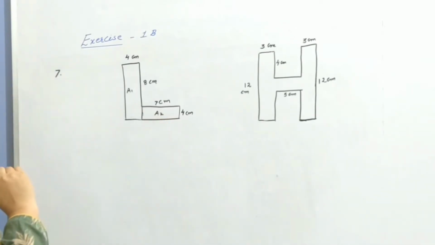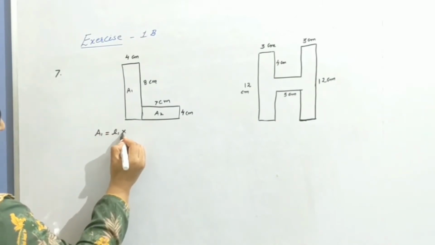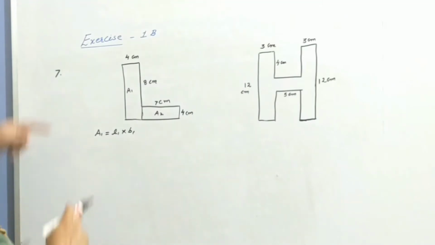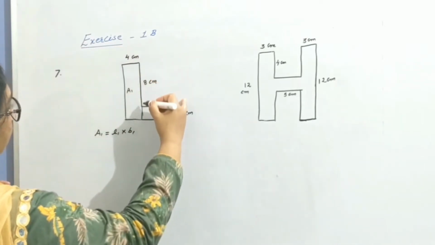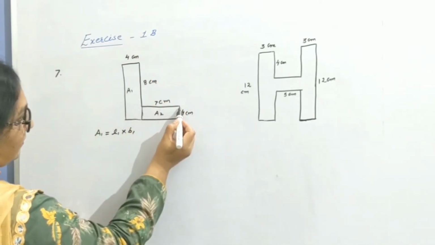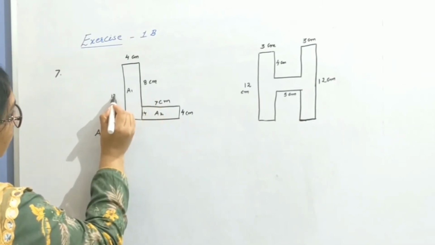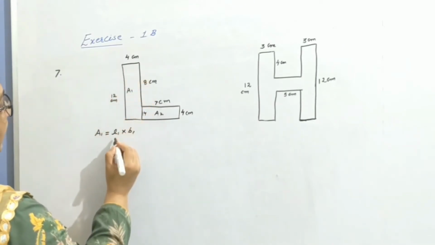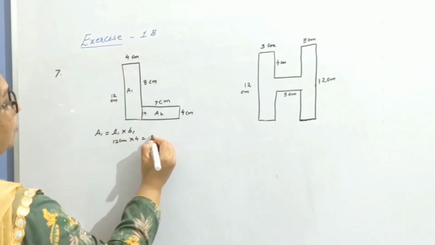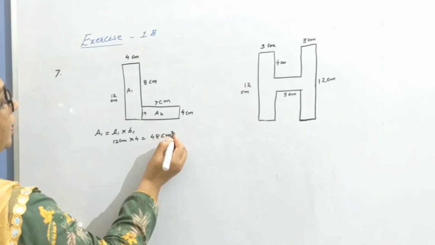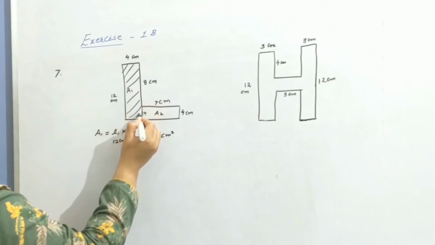What is the formula of area of rectangle? Length into breadth. So area 1 equals L1 into B1. So let us try to find L1. L1 is this length. If you see, till here you have 8 centimeter. From here to this point is 8 centimeter and this side is 4 centimeter. So 8 plus 4 means 12 centimeter. Hence, the length of this rectangle is 12 centimeter and the breadth is 4 centimeter. So 12 into 4 equals 48 centimeter square is the first area. Means this area which is enclosed by the first rectangle.